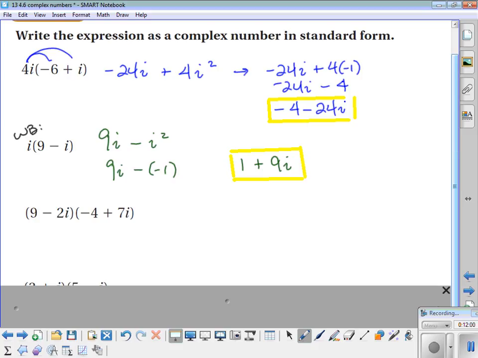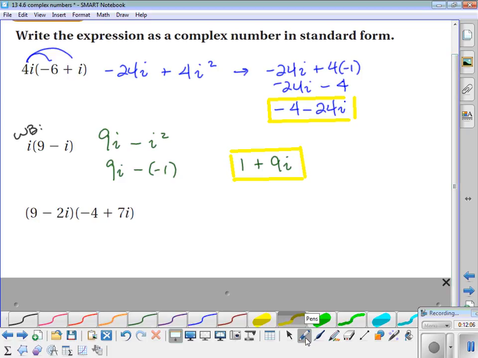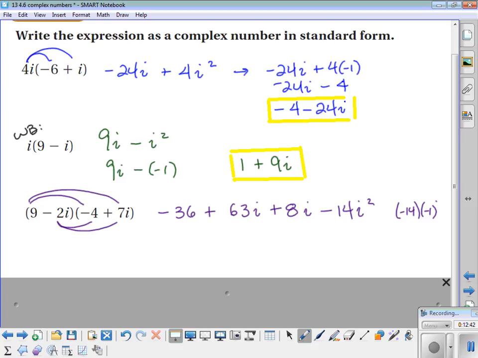All right, so for this one now, it's just like when we multiply binomials. We're going to distribute the first term to both and the last term to both. So 9 times negative 4, I get negative 36. 9 times 7i, I get 63i. Negative 2i times negative 4, I get a positive 8i. And then negative 2i times positive 7i, I get negative 14i squared. But what does i squared equal? Negative 1. So really I have negative 14 times negative 1. What's that equal? Positive 14.